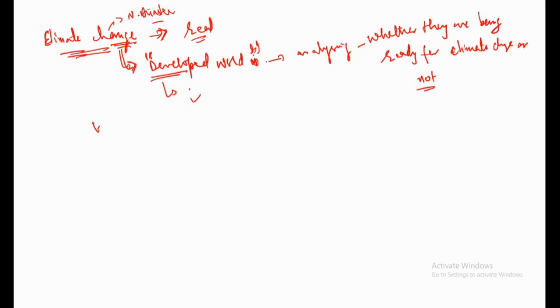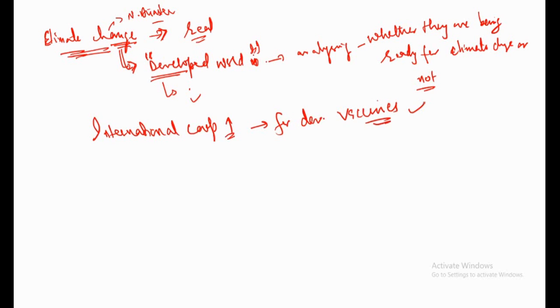Another function is that international cooperation increased for development of vaccines. Okay, this is also a benefit.